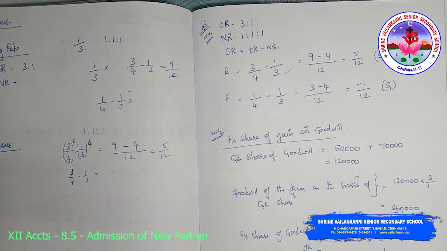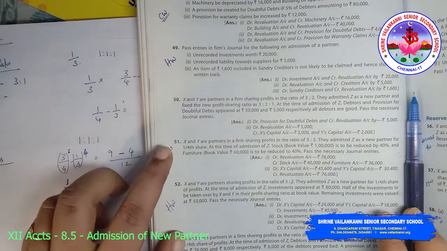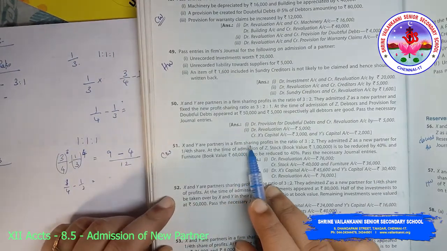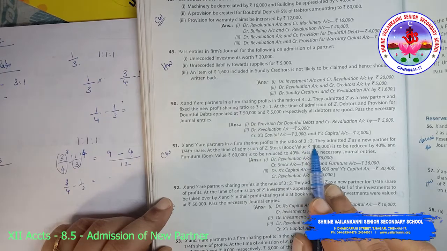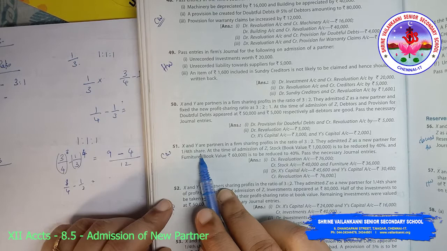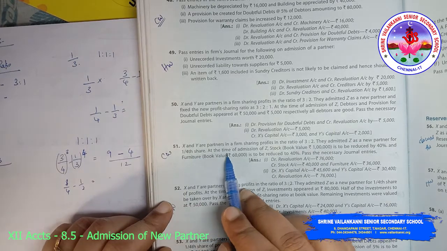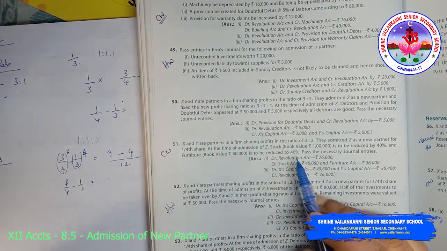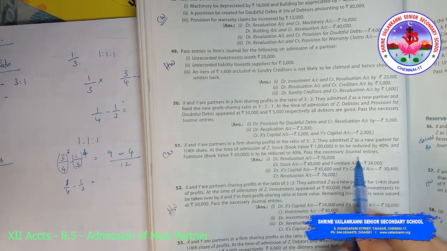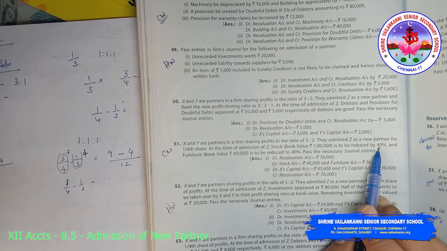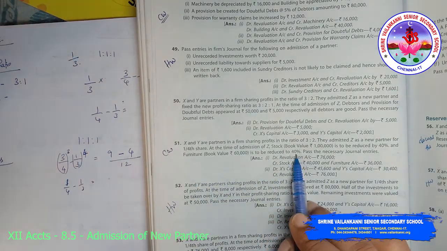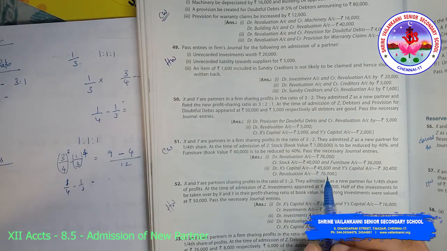The next problem is 51st problem. X and Y are partners in a firm, sharing profits in the ratio of 3:2. They admitted Z as a new partner for 1/4 share. At the time of admission of Z, stock book value 1 lakh is to be reduced by 40% and furniture book value 60,000 is to be reduced by 40%. Pass the necessary journal entry.